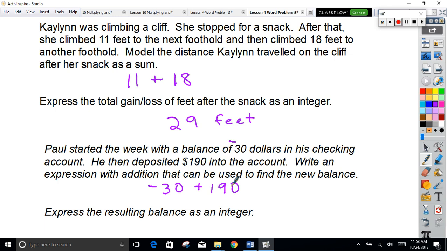Okay, now we need to express the resulting balance as an integer. Sarah, how would I do negative 30 plus 190? You do 190 minus 30, which would be 160. Good, and then you would have $160 as your balance. Okay, good. $160. The signs are different, so we're going to subtract. Keep the sign of the larger number. You will need to use a dollar sign, or you can type out the word dollars.